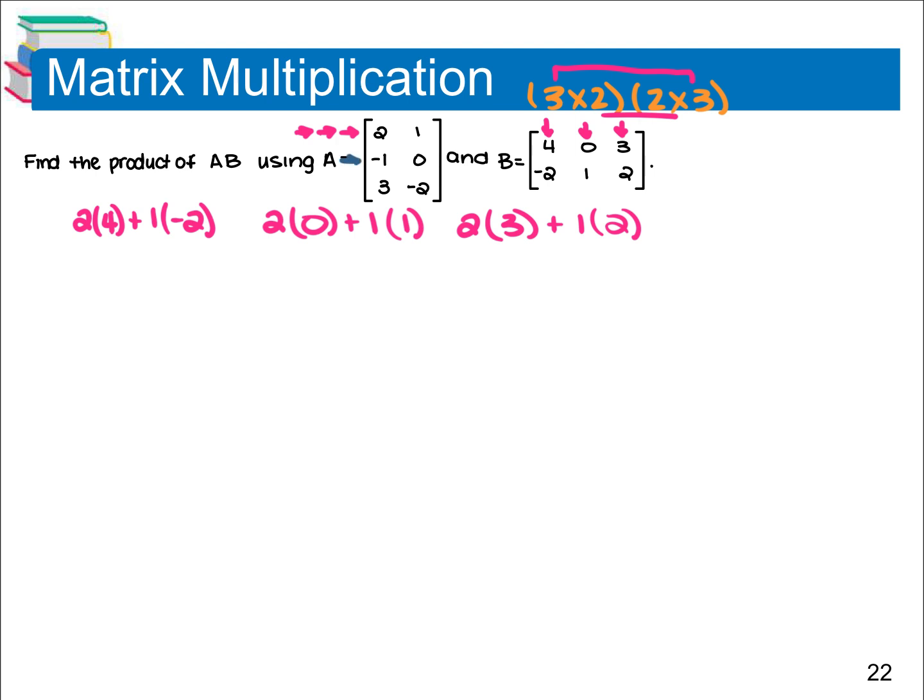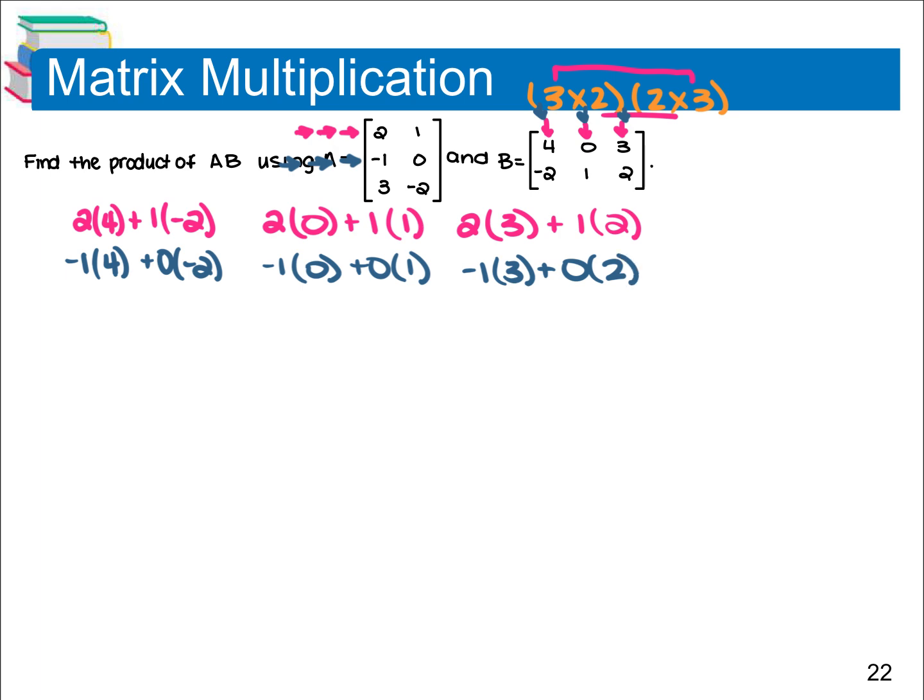Next, you'll move to the middle row. So it'll be middle row, first column to start. It's going to be negative 1 times 4 plus 0 times negative 2. Then you'll go middle row, middle column. So that'll be negative 1 times 0 plus 0 times 1. Then you'll do middle row, third column. So negative 1 times 3 plus 0 times 2.